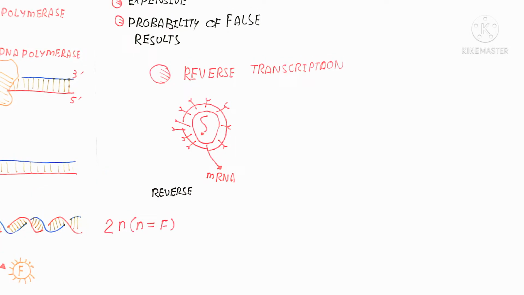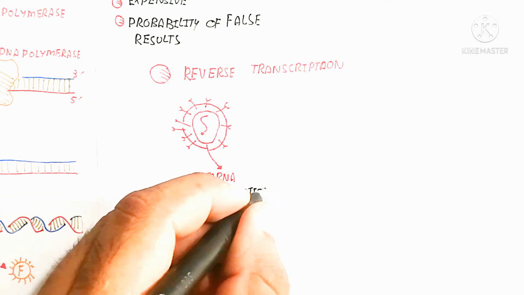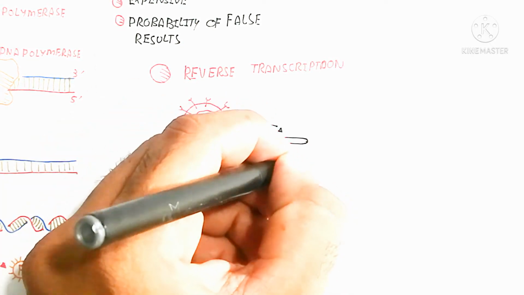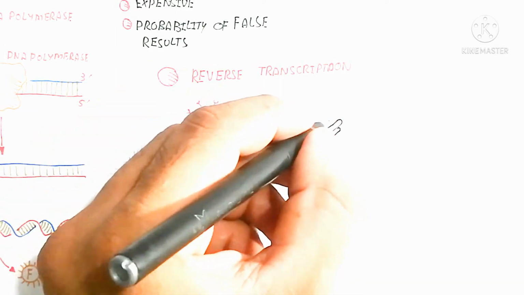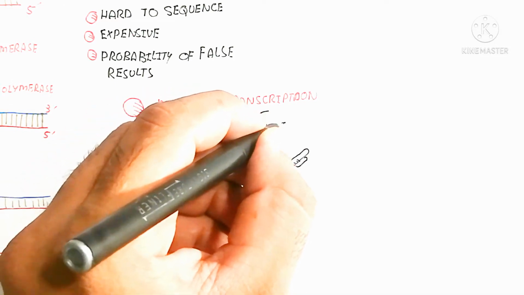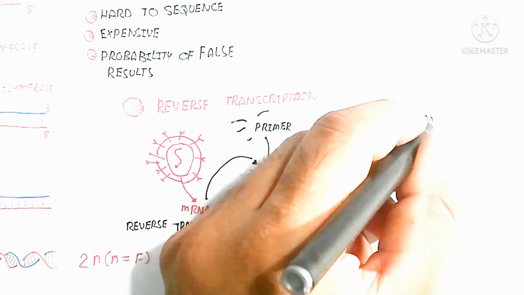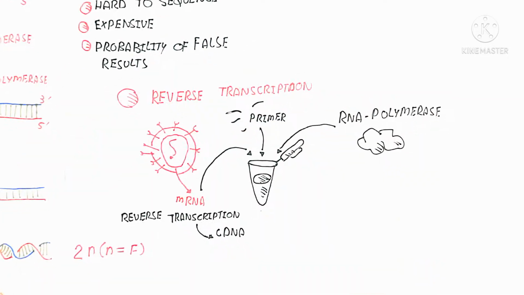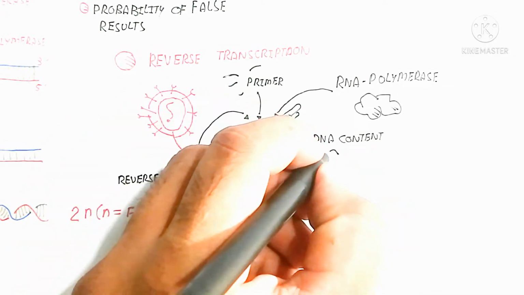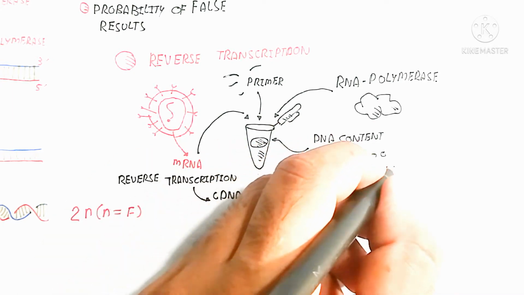So next, an important thing is reverse transcription of the HIV virus, where we can also detect the RNA of the HIV virus, which is basically how we check the infection of the virus. So here we take the messenger RNA from the virus and do reverse transcription. The primer will be added in the sample, and the RNA polymerase and DNA content will be added, as well as the reverse transcriptase enzyme.